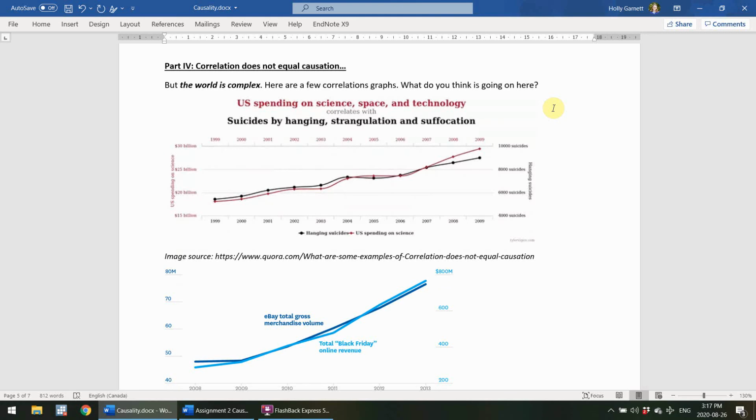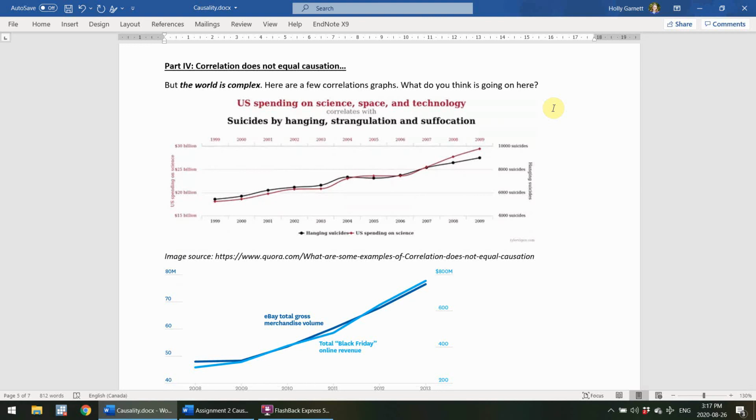Okay, so this one is U.S. spending on science, space, and technology correlated with suicides by hanging, strangulation, and suffocation. So what do you think might be going on here? This is when you guys might come up with a whole bunch of funny reasons why you think this might actually happen. But it's also possible sometimes that two things are independently going up or going down for very different reasons, but they are following the same trend over time. Modernization is happening. So they're not really that related. It's just a matter of things sometimes being related to each other.